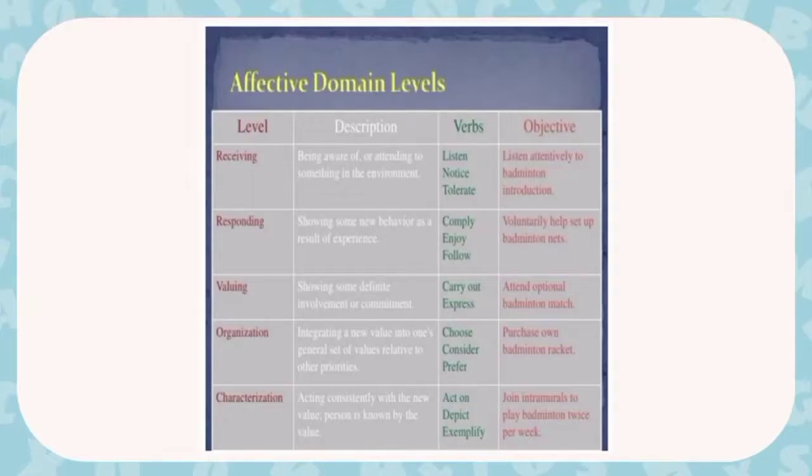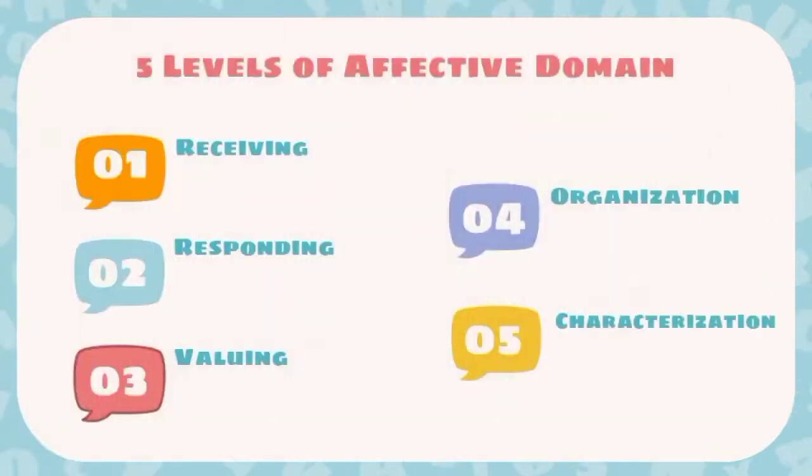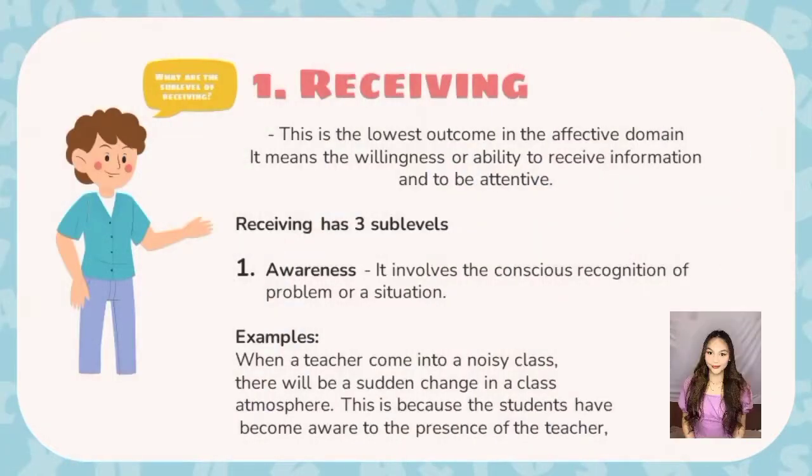In our sim, we have here the taxonomy of objectives in the affective domain, and here are the affective domain levels. The 5 levels of affective domain: receiving, responding, valuing, organization, and characterization. Number 1 is receiving. This is the lowest outcome in the affective domain. It means the willingness or ability to receive information and to be attentive.